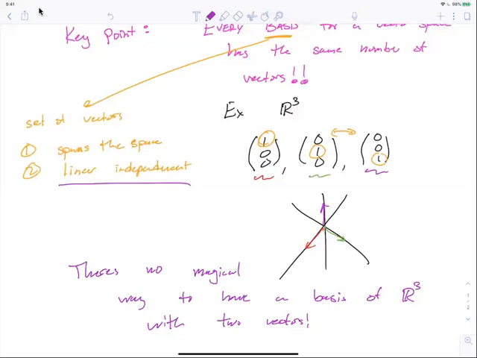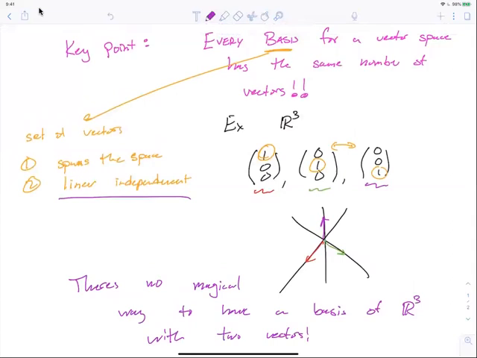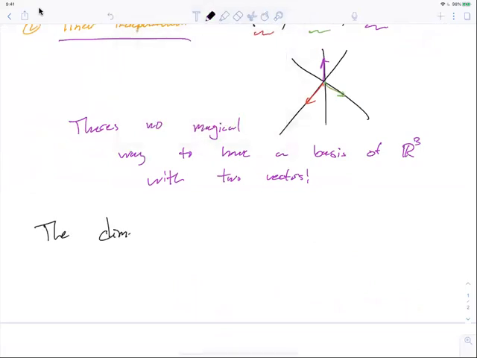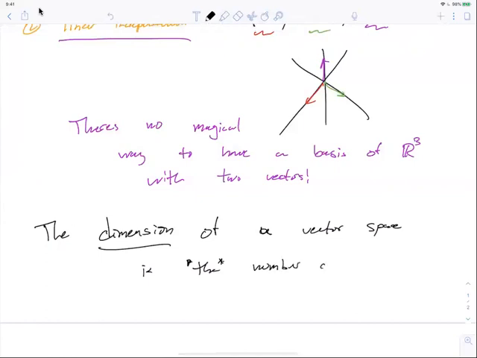Maybe there's some crazy way to pick two vectors that will give you all of R3. But what this key point says is you can't possibly do that. And it's intuitive, but it's not clear why that's necessarily the case. So this is one key point. Every basis has the same number of vectors, and we're going to define the dimension of a vector space to be the number of vectors in its basis.